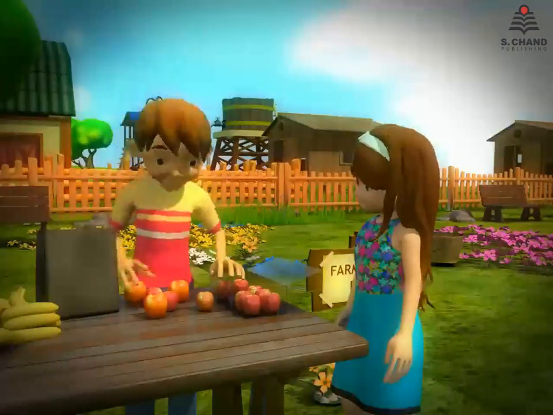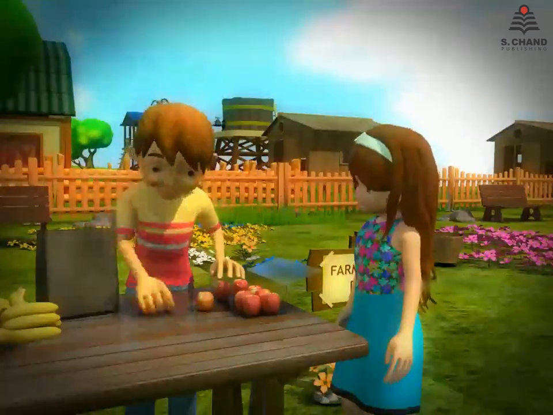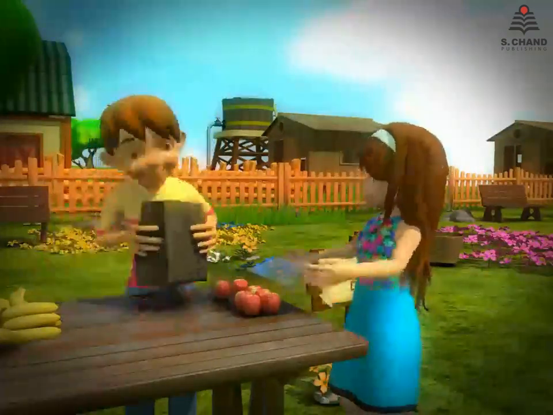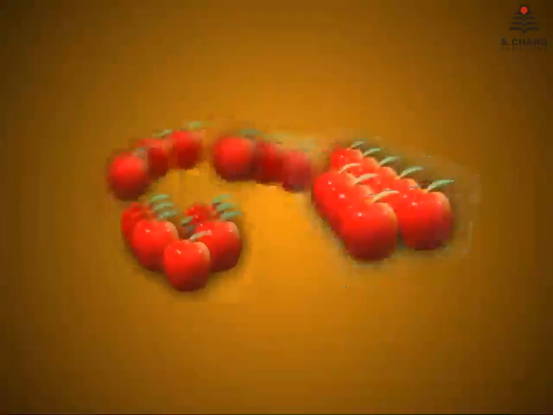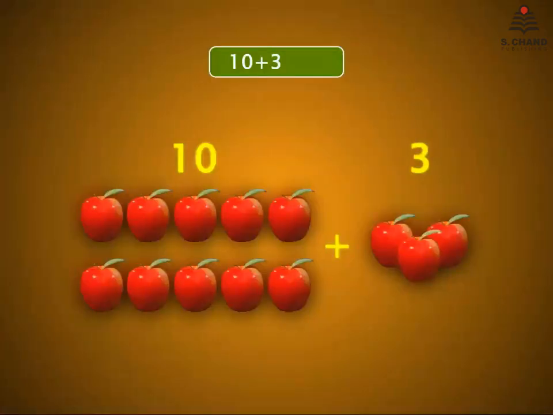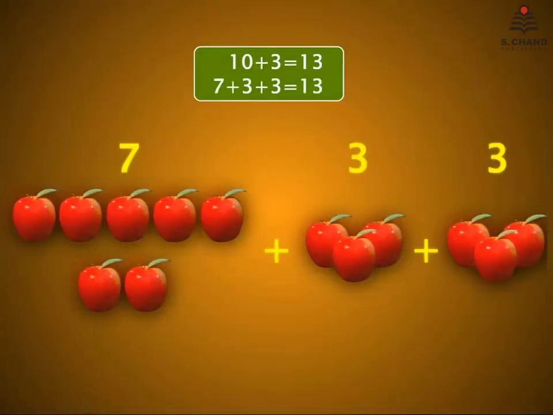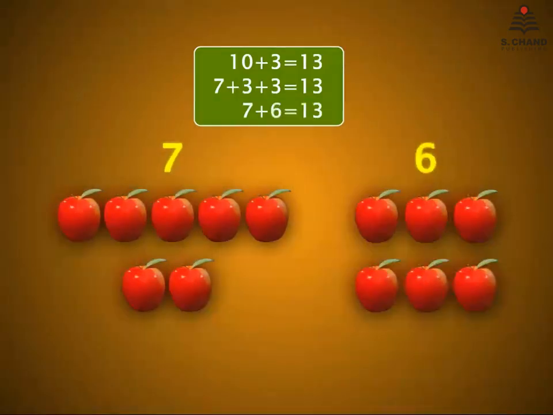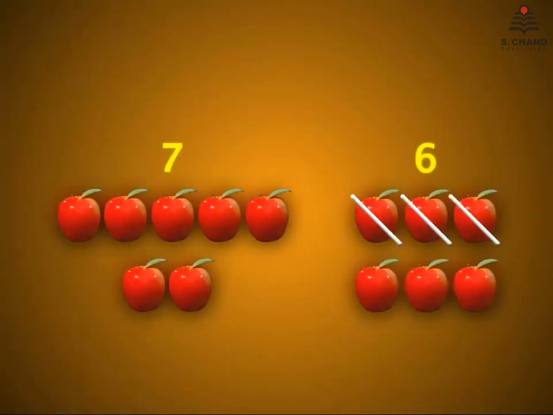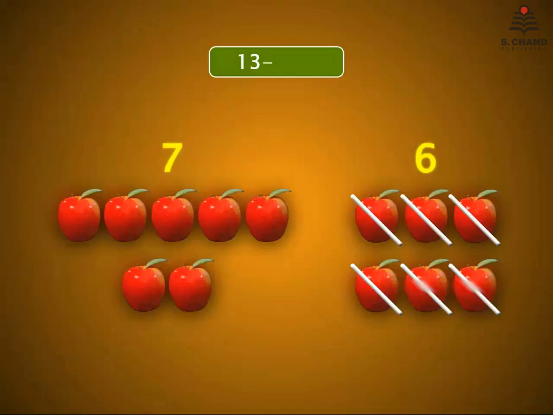Sam now gives 6 apples to Sela. After giving 6 apples to Sela, how many apples are left with Sam? There were 10 plus 3 apples. That makes 13 apples. Then, regrouping 10, we have 7 plus 3 plus 3. 3 plus 3 is 6. If we take 6 away, we are left with 7. So, 13 minus 6 is equal to 7. Therefore, if Sam has 13 apples and 6 apples are taken away, then 7 apples are left with Sam.